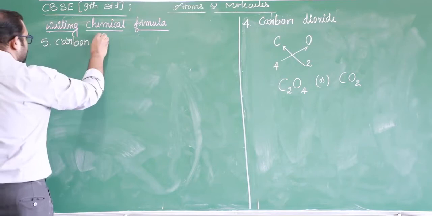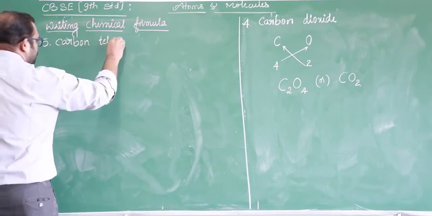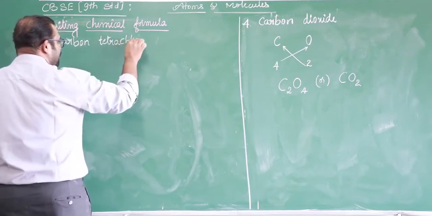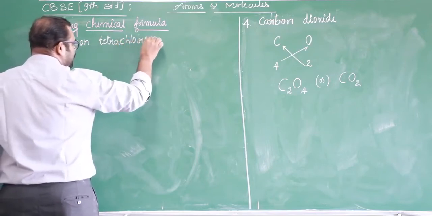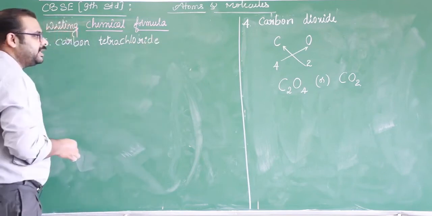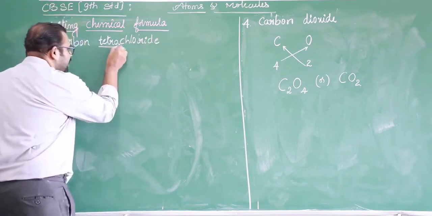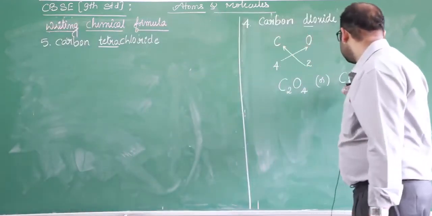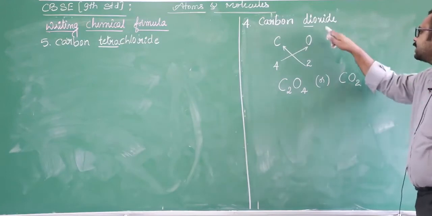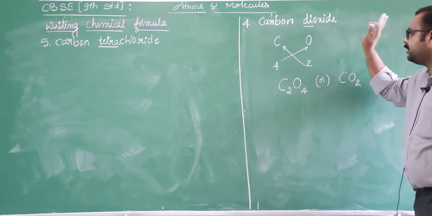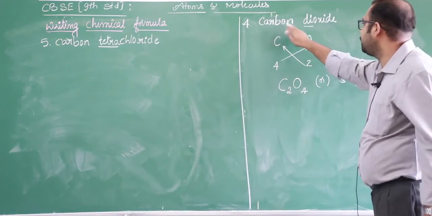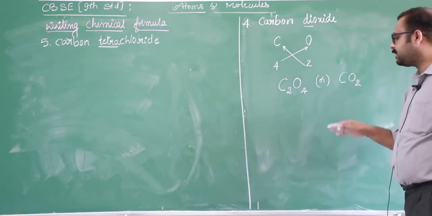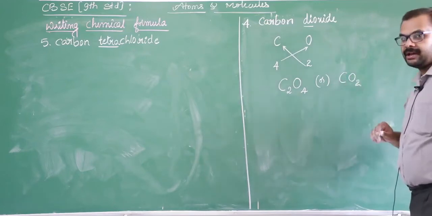Carbon tetrachloride. You need not worry about the prefixes, tetra, di. See why it is called di: there are two oxygen atoms, hence it is called dioxide. You have to concentrate only on the symbols. Carbon, oxide means oxygen. So while writing the formula, concentrate on those elements, and automatically you will get the name carbon dioxide.